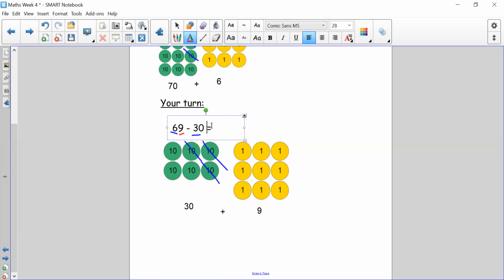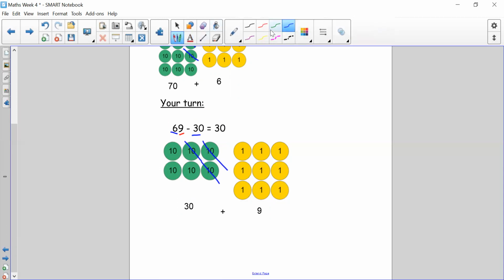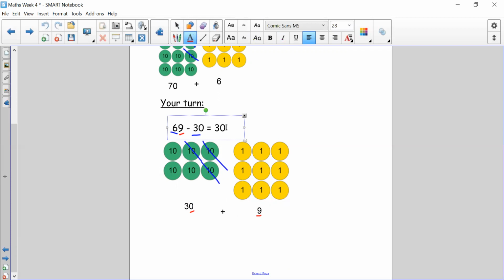And I know that because if I look over here, I have 0 in my ones column plus 9. So 0 plus 9 is 9. And 3 tens plus no tens is still 3 tens. So it's 39. Brilliant. So go off and do step 2 now and come back to have a look at how we are going to do step 3.